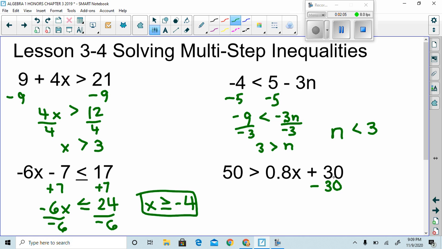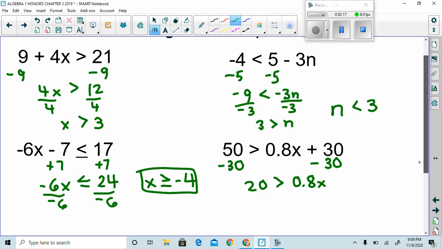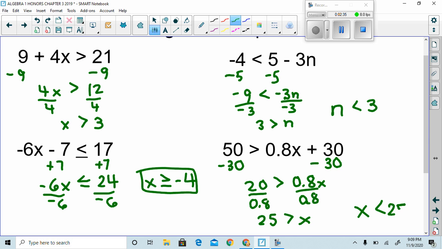I notice the variable is on the right, so then that tells me something at the end. I'm going to first subtract 30. That gives me 20 is greater than 8/10 times x. Let's divide both sides by 8/10. And then we're going to see that we will get 25 is greater than x. So then we must write x is less than 25. Again, these were just two inverse operations.